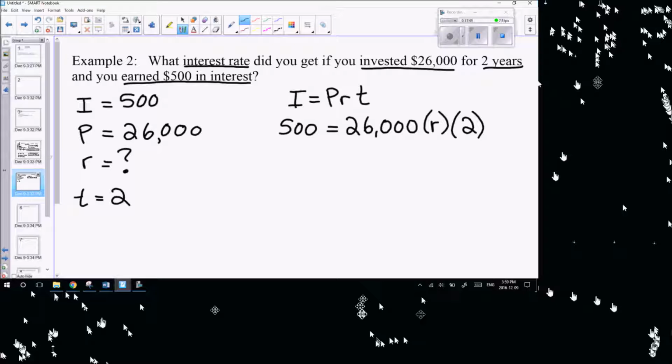So now that we've plugged all our variables in, we now need to rearrange and solve for our R value. The first thing that can be done is, because all three of these pieces are multiplied together, we can multiply the 26,000 by the 2. We get 52,000, and that's multiplied by R. Our next step to get the R all by itself is we need to take this 52,000 and shift it to the other side. Because it's multiplied by R, that means we need to divide by the 52,000.